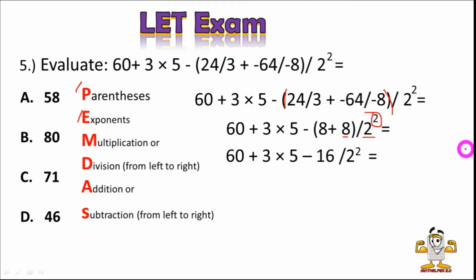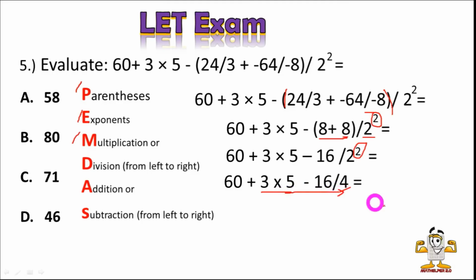So, 60 plus 3 times 5 minus 16 sa loob ng parenthesis, negative 8 plus 8, divided by 2 squared. So, 60 plus 3 times 5 minus 16 divided by 4, yung 2 squared, which is equal to 4. Next is multiplication. So, dahil nauna, wala pong division, nauna po yung multiplication. So, unahin po natin from left to right.